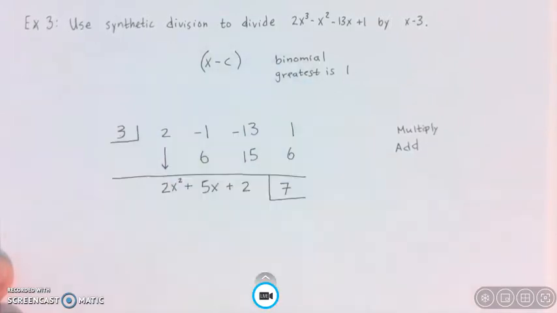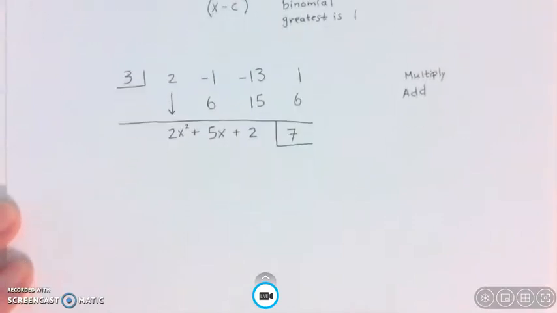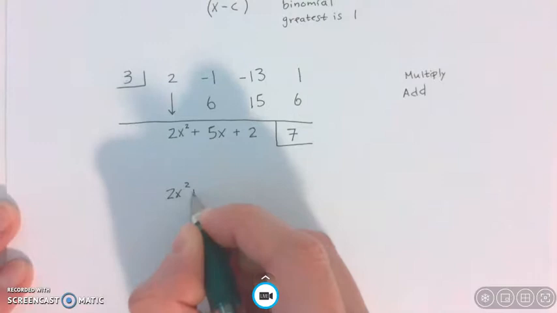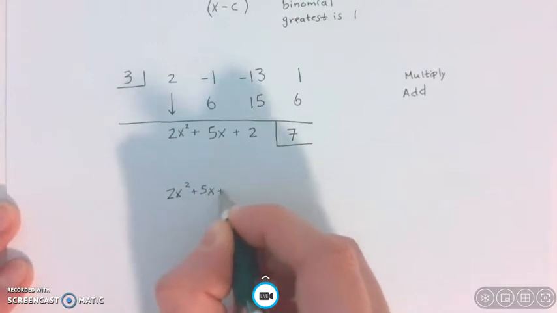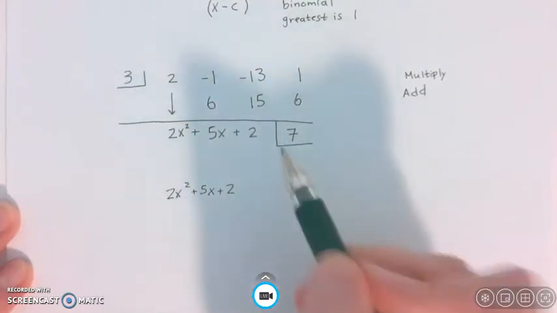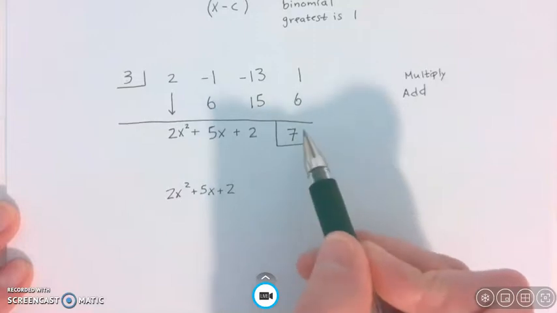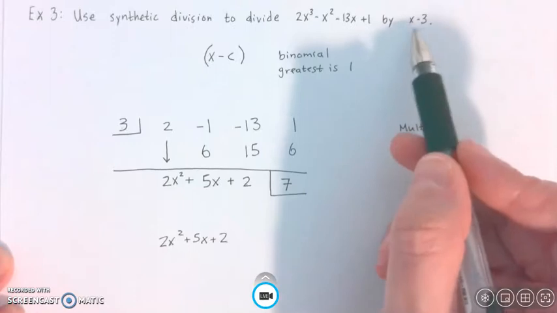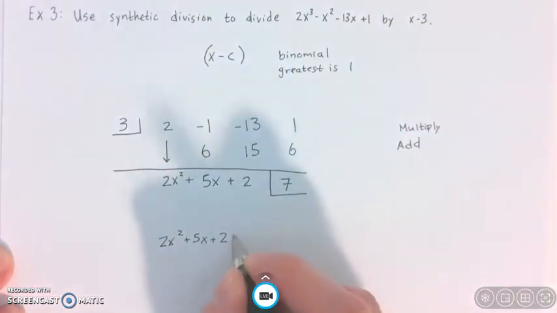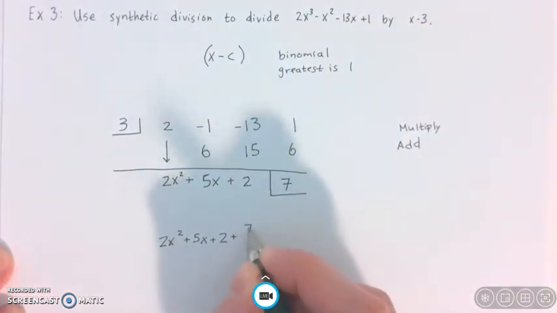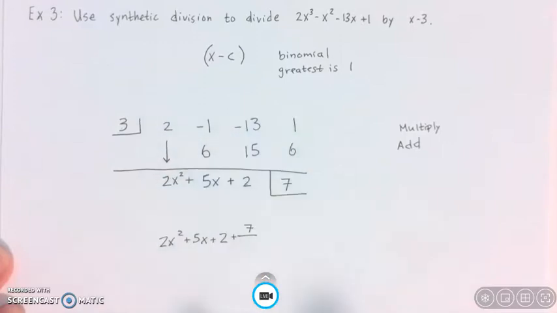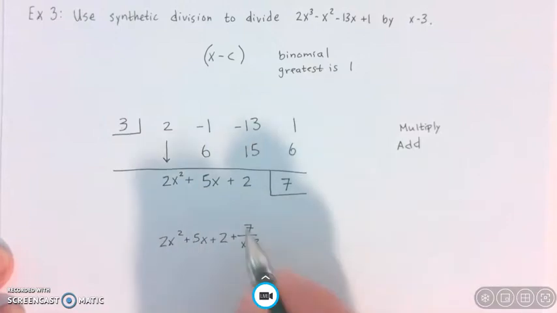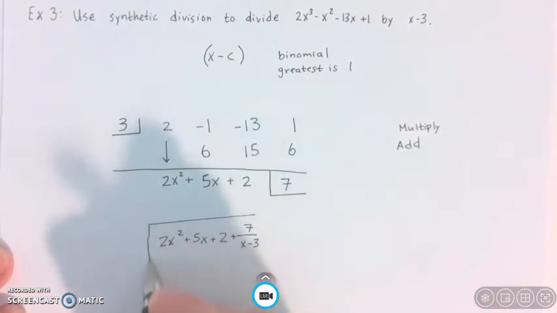Now this is my remainder. So I'm just going to write this out nicely. My final answer is 2x squared plus 5x plus 2. And remember that anytime we have a remainder, we're going to put it over the original divisor, what we were dividing by. So this is going to be plus 7 is the remainder, so that goes in the numerator, divided by x minus 3. And that is my final answer.